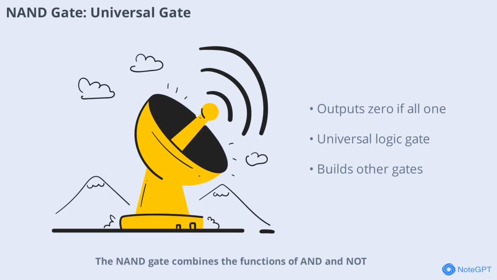NAND gate combines the functions of AND and NOT. It outputs a 0 only if all inputs are 1, otherwise it outputs 1. NAND gates are called universal gates because you can build any other logic gate using just NAND gates. This makes them incredibly important in digital circuit design. Many computer memory and processor circuits rely heavily on NAND gates.